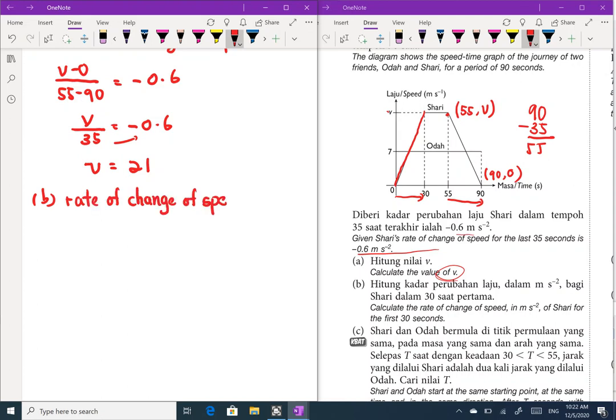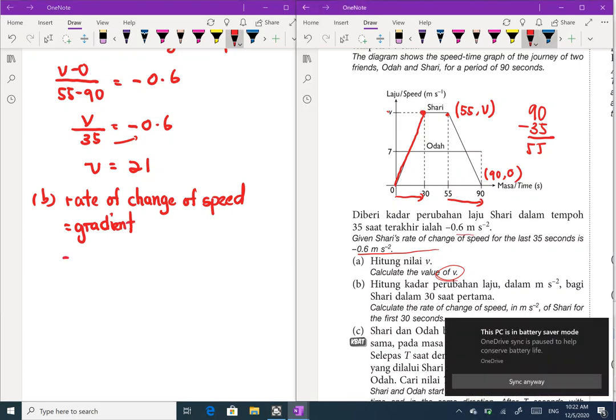Is find the gradient, is our gradient. Okay, so this is the gradient. How do you find the gradient? So this is the point. I need to determine the point.